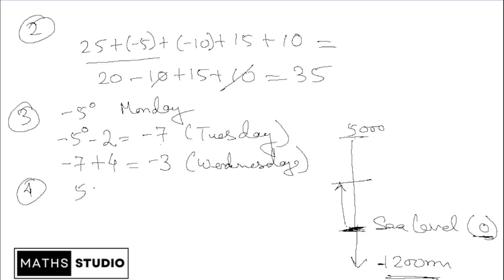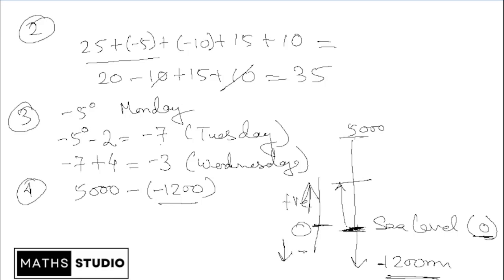Aeroplane is at 5,000 meters minus of -1200, because if we take this as a number line, sea level will be at 0, upward direction is plus, that is positive, and downward direction is negative. So that way we will have 5,000 plus 1200, which is equal to 6,200 meters. So this is the distance between the submarine and the aeroplane.